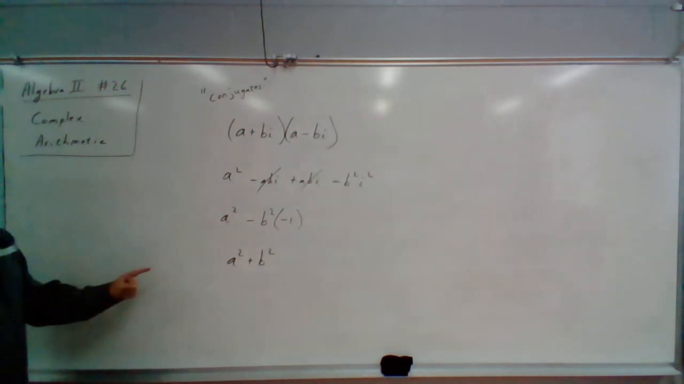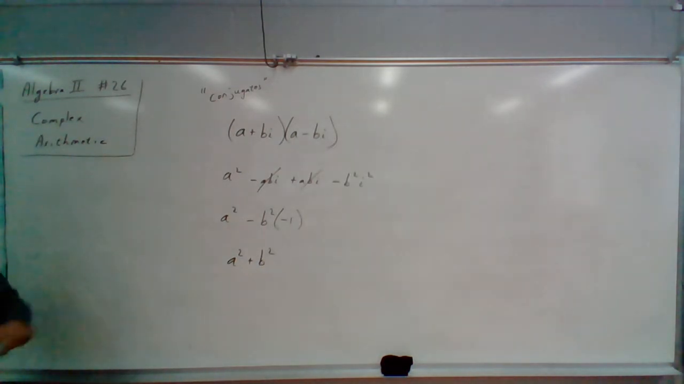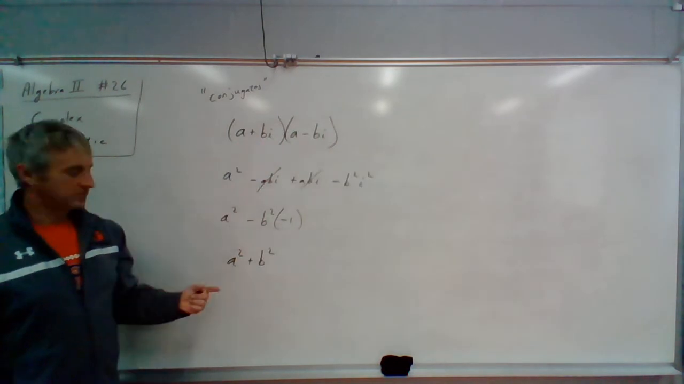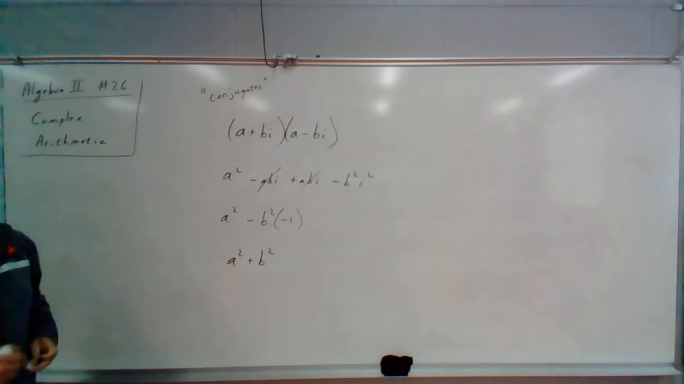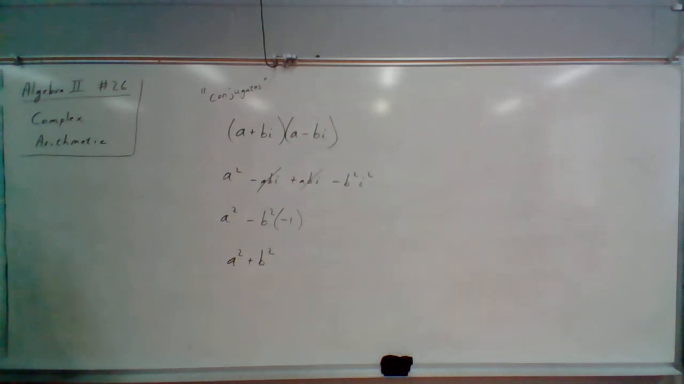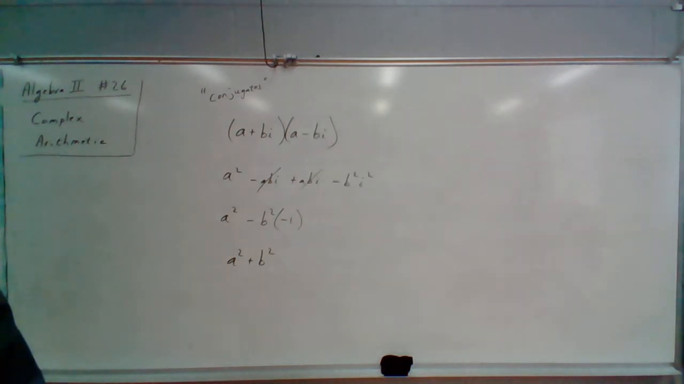Okay, so the middle terms cancel. And notice what happens now. There's no i's left in here anymore. So I'll multiply two complex numbers together, and my answer is now completely real. There's no i's at all. So I've turned two complex numbers into a real number by multiplying them together.